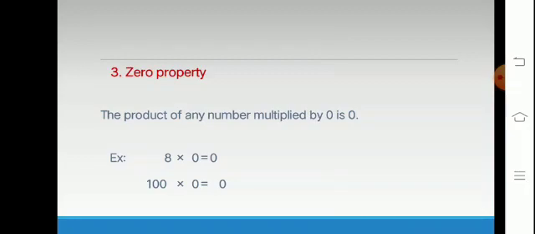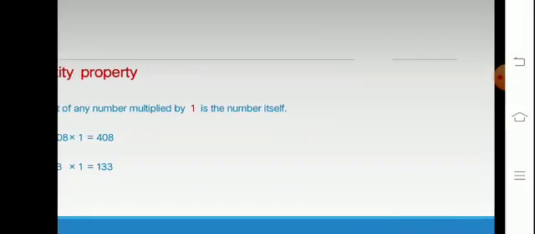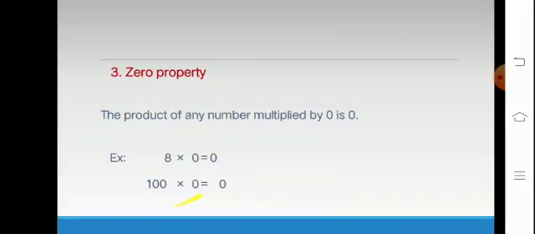Third property is zero property. The product of any number multiplied by 0 is 0. Whatever number it is, when you multiply it with 0, you will get also 0. As in example, 8 multiplied by 0, you will get 0. 100 multiplied by 0, you also have 0. This is known as zero property.